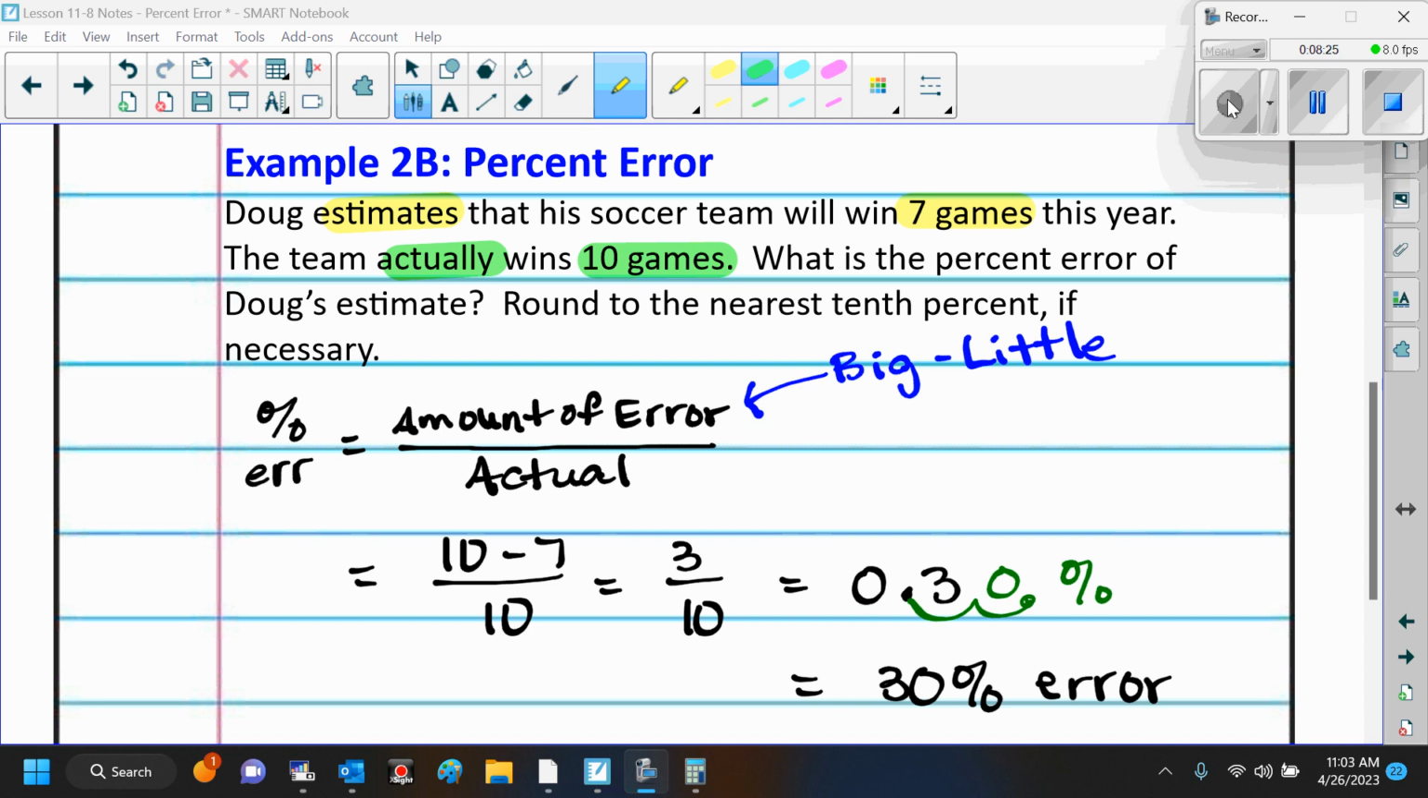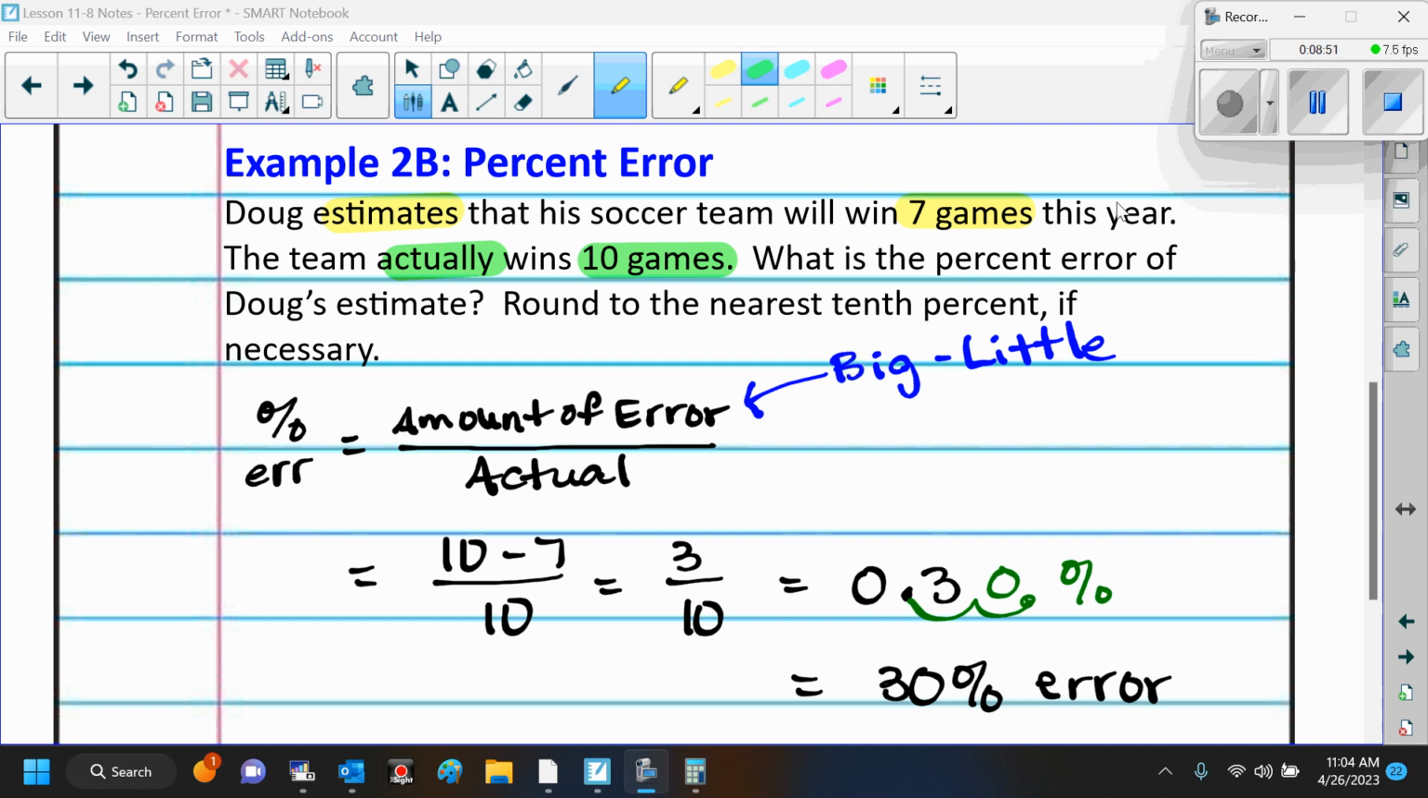All right, so the estimate is 7 games. They actually win 10 games. So when we subtract 10 minus 7, we get 3. And then we're going to divide by the actual, which is 10. So then that gives us 0.3. Then we have to move the decimal 2 places to the right to change the decimal to a percent. So this is 30% error.